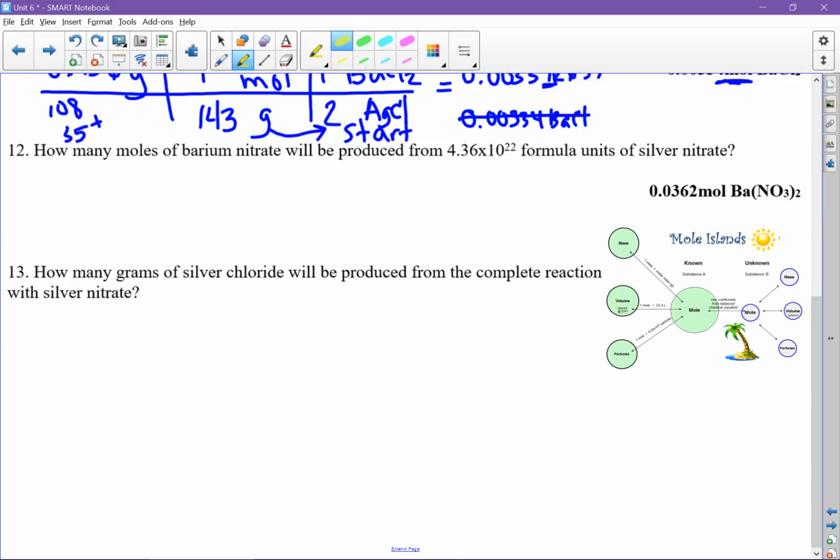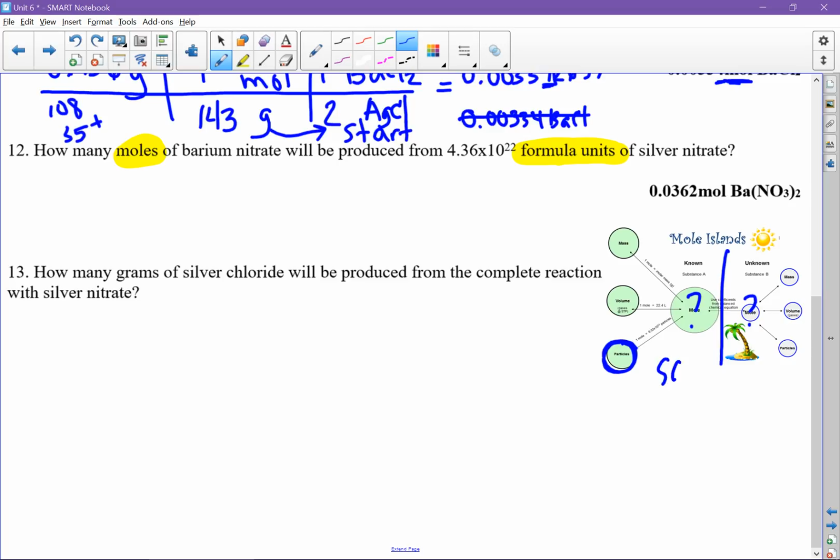Okay, let's look at the next one and let's find out some islands. I see moles and I see formula units. So let's figure out where we're going. We start with formula units down here on particles, and I have to figure out, am I going to go to this mole or to this mole?